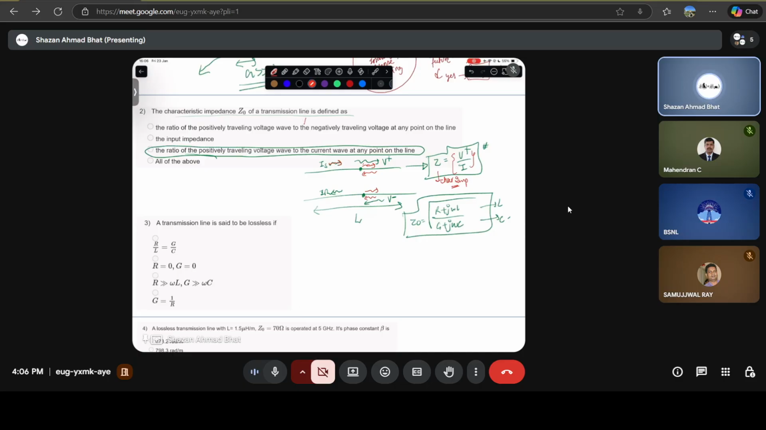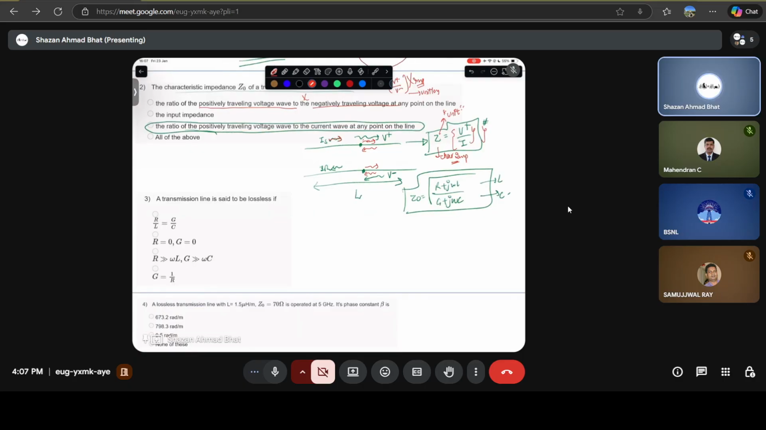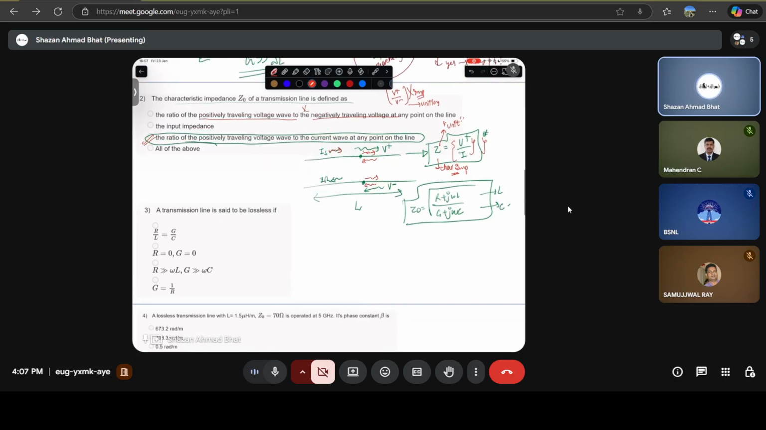It cannot be the first one, because you have a positively traveling voltage wave and a negatively traveling voltage wave. If you take the ratio of it, it's never going to be impedance because it's going to be unitless. But the impedance has certain units, and that is only possible if these quantities are different in the numerator and denominator. So this is the option. And the second option is not possible.